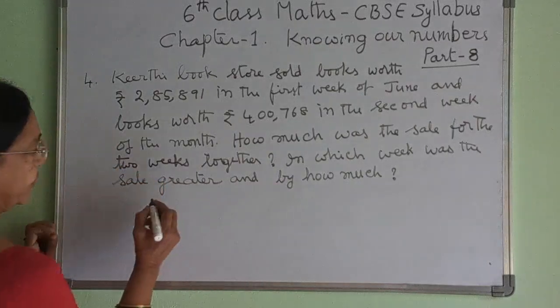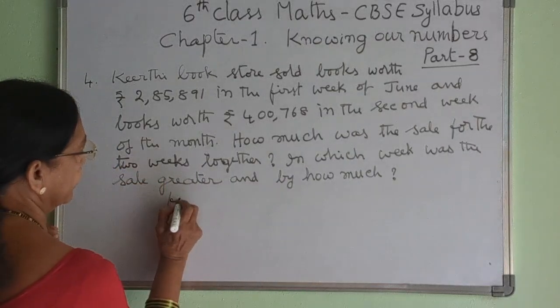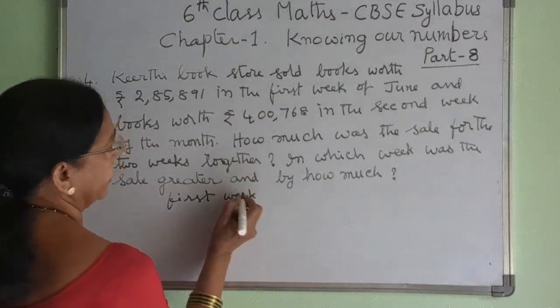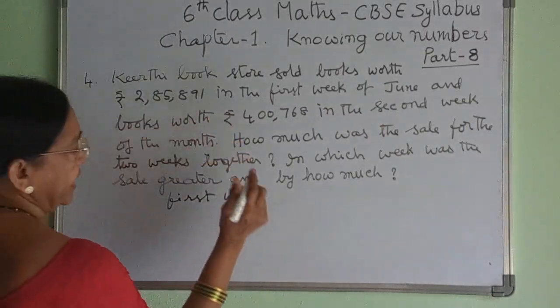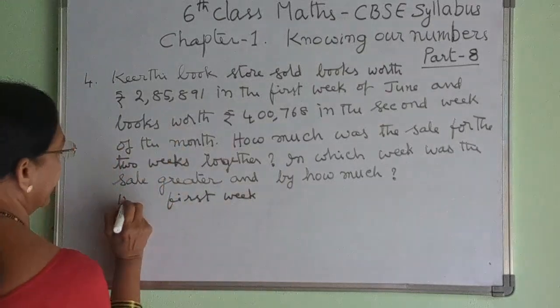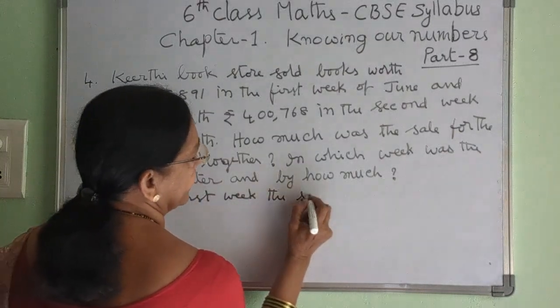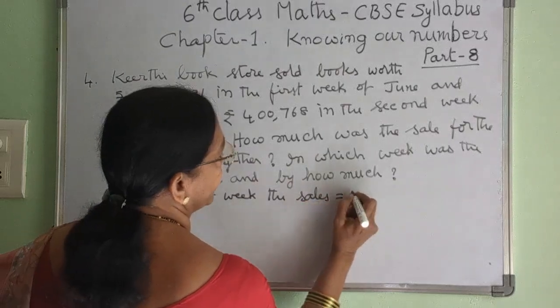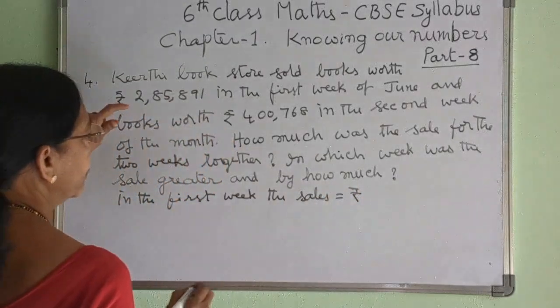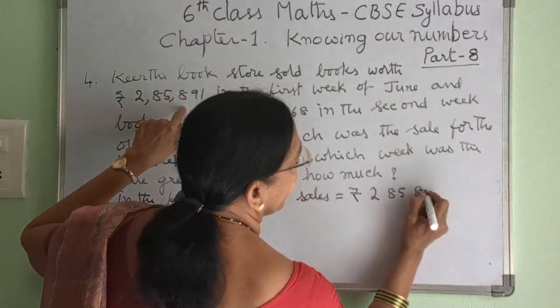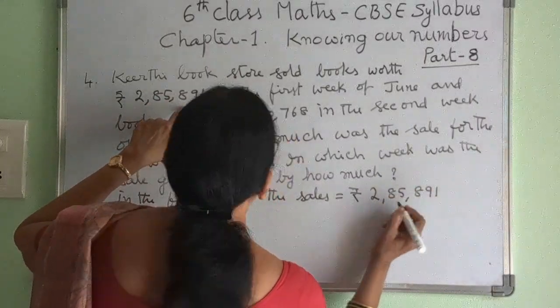So in the first week of June, the sales is equal to rupees 2,85,891.